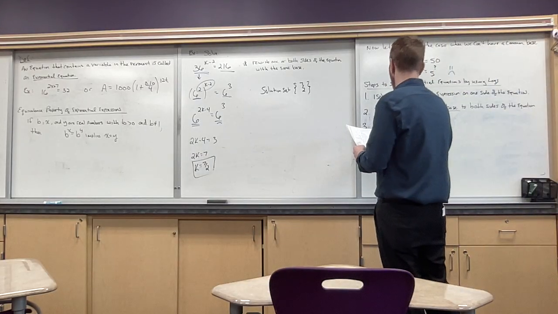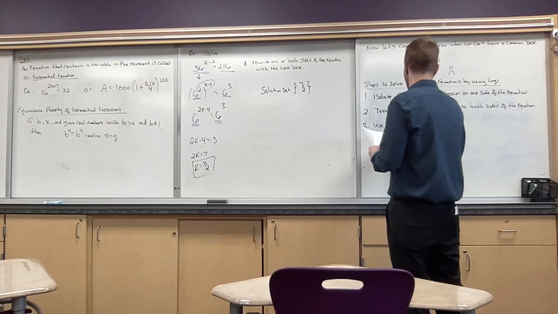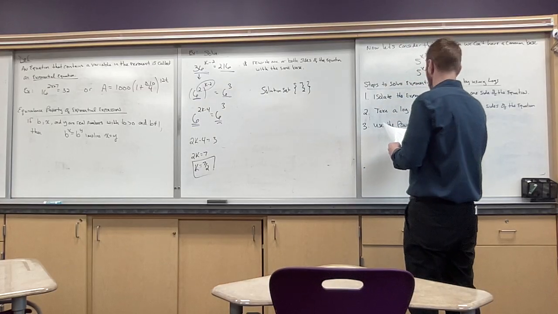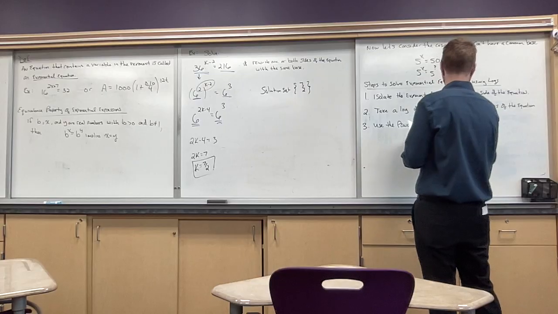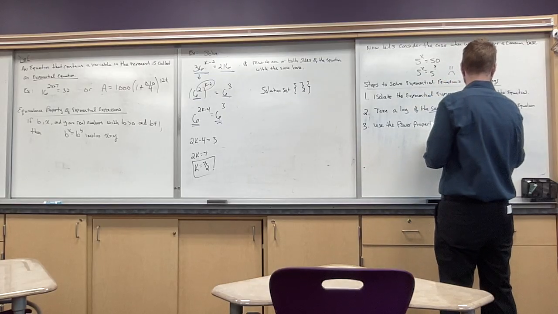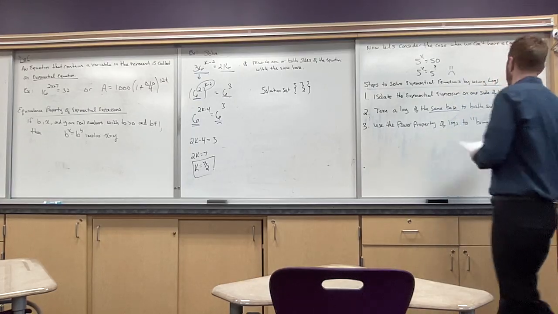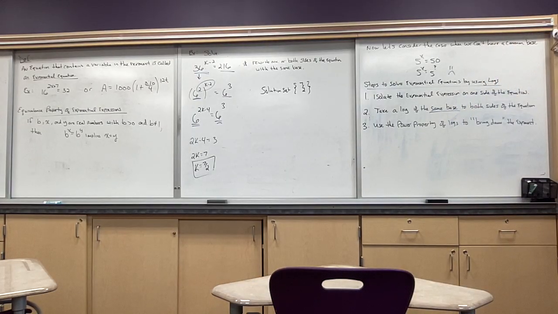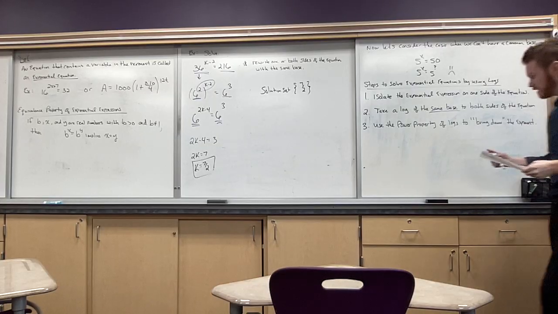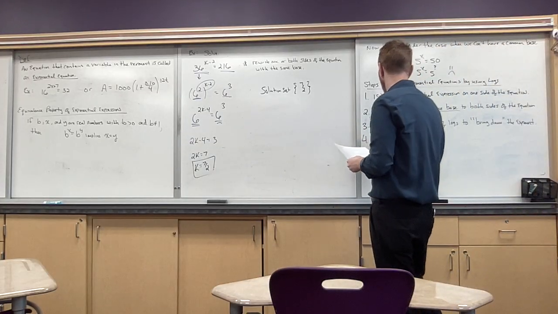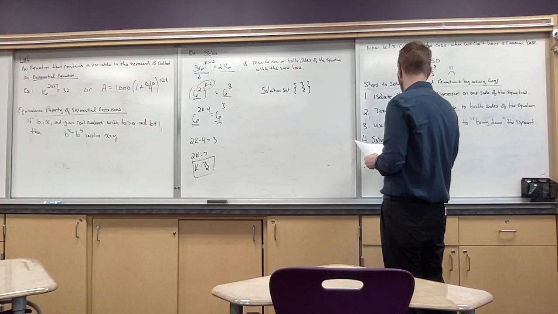3. Use the power property of logs to bring down the exponent, which is helpful because what that's going to do is allow the variable in the exponent to be actually in front, okay? No longer trapped. And then your last step is just to solve. Solve the resulting equation.